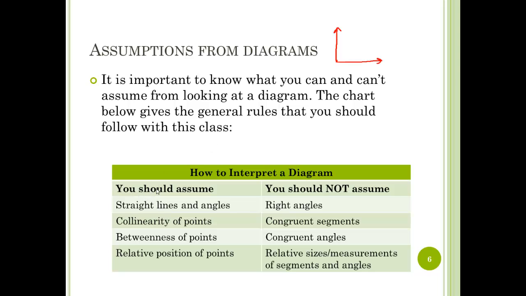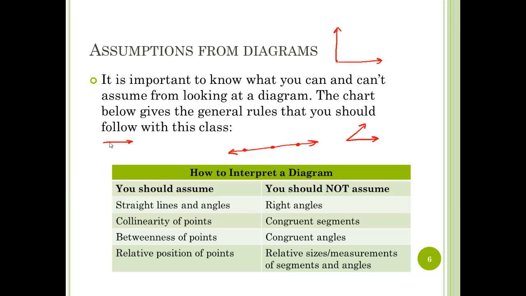Basically, things that you can or should assume and things you should not assume. Straight lines and angles, that's okay to assume. If I draw a line like this, you can assume that that's a straight line. If I draw this, you can assume that that's an angle. What you cannot assume, again, is right angles. Collinearity of points: if I put 3 points on this line, you can assume that they're collinear.